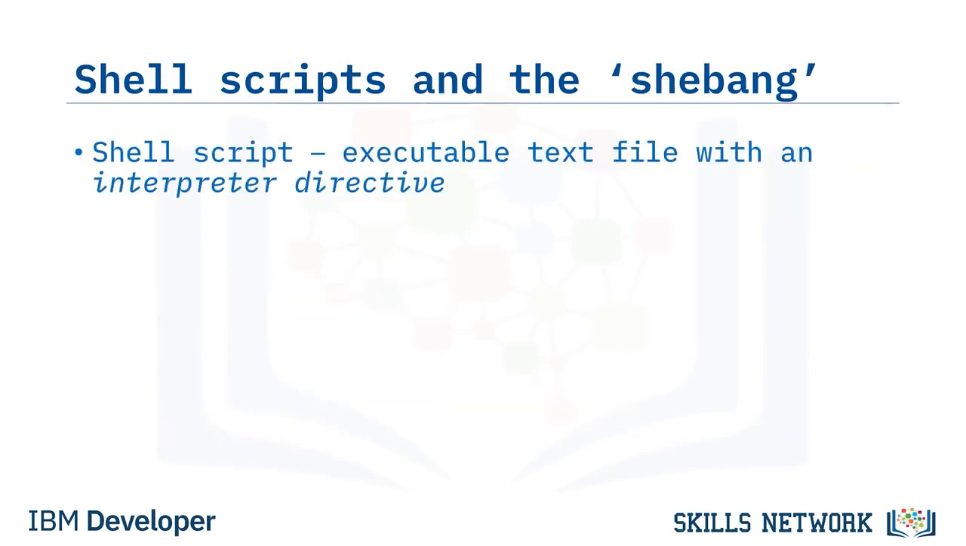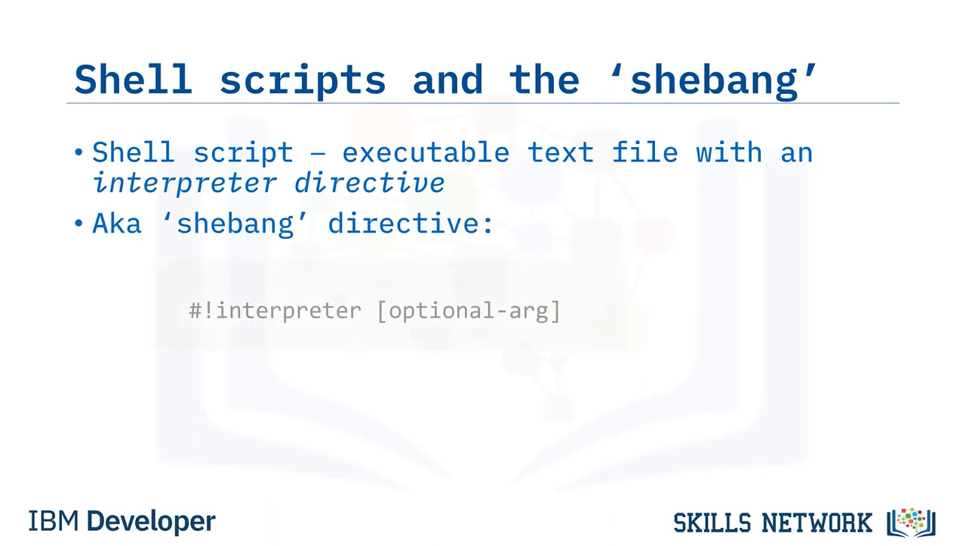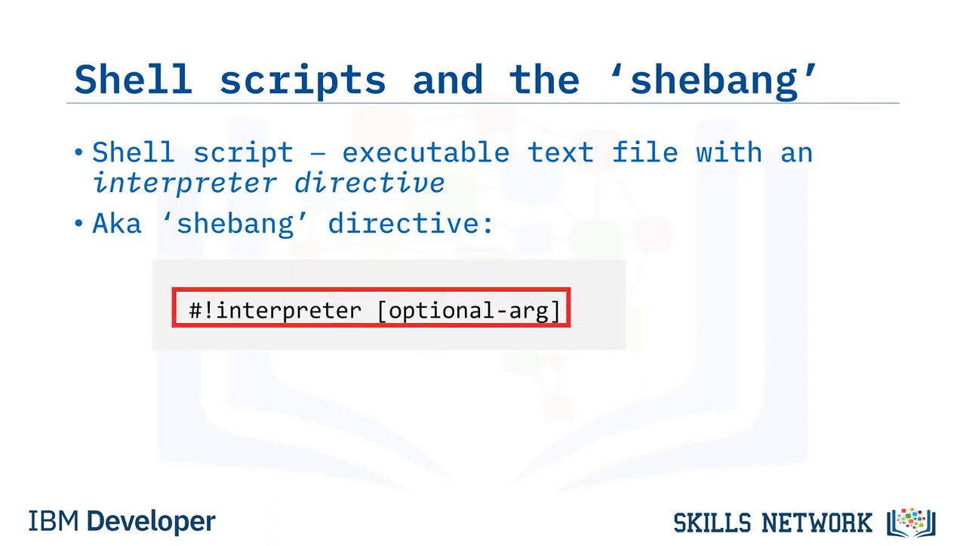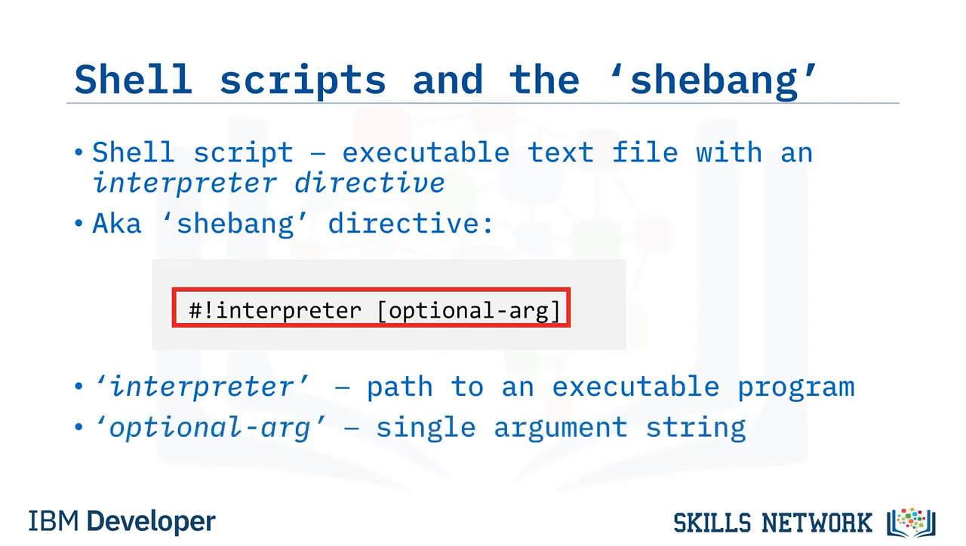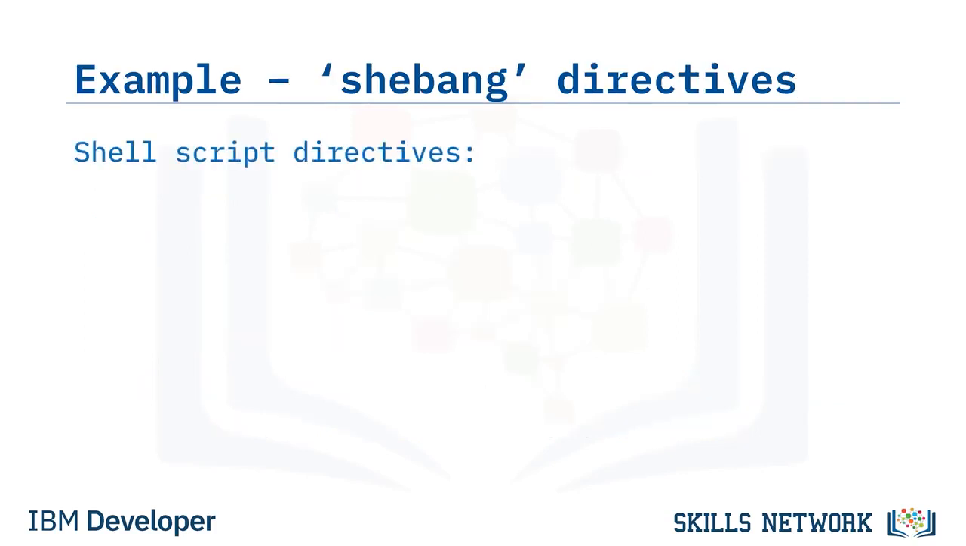A shell script is an executable text file in which the first line usually has the form of an interpreter directive. The interpreter directive is also known as a shebang directive, which has the following form: #! interpreter plus an optional argument. Interpreter is an absolute path to an executable program, and the optional argument is a string representing a single argument. Shell scripts are scripts that invoke a shell program. For example, #!/bin/sh invokes the Bourne shell or other compatible shell program from the bin directory.